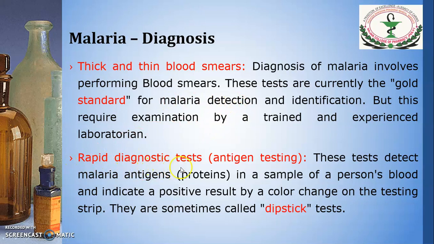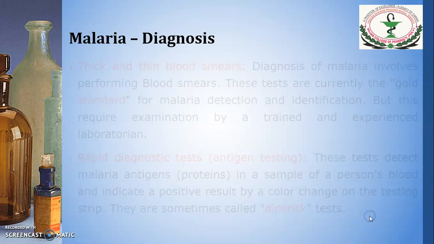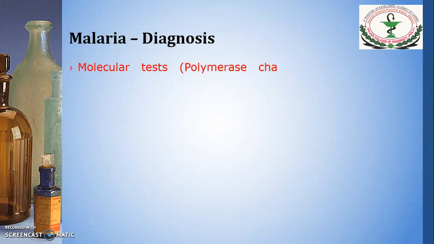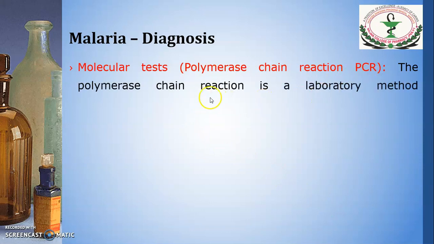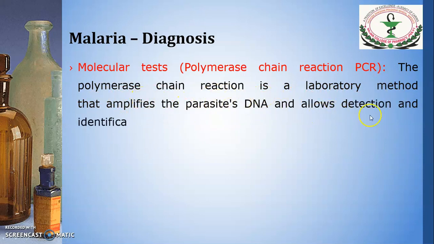Next is the rapid diagnostic test. This is antigen testing. This test detects the malarial antigen in the sample of a person's blood and indicates a positive result by a color change on the testing strip. They are sometimes called dipstick tests. Next test is the molecular test, that is polymerase chain reaction, PCR. This is a laboratory method that amplifies the parasite DNA and allows the detection and identification of Plasmodium species.